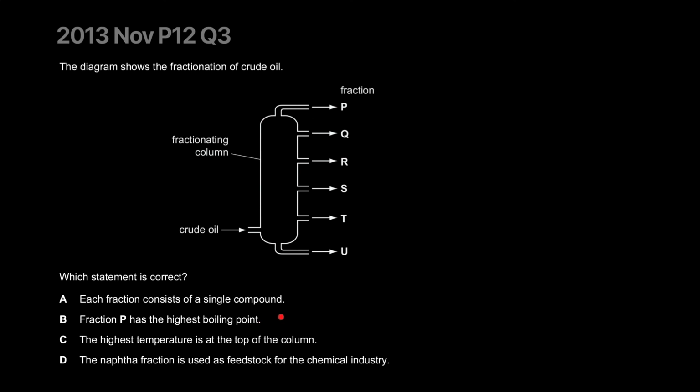Fraction P has the highest boiling point. Highest, I think the lowest, because it's at the top, because gases come out. Even I was pointing, I said C1 to C4, the lower carbons. Okay, the highest temperature is at the top of the column. No, it's at the bottom, right? Okay, oh well, because you're heating it from the bottom, okay, whatever. Naphtha fraction is used as feedstock. That's the only one that makes sense. It is there. So D, I think one of the routine questions is here again. Correct answer, oh my god. The correct answer is D.